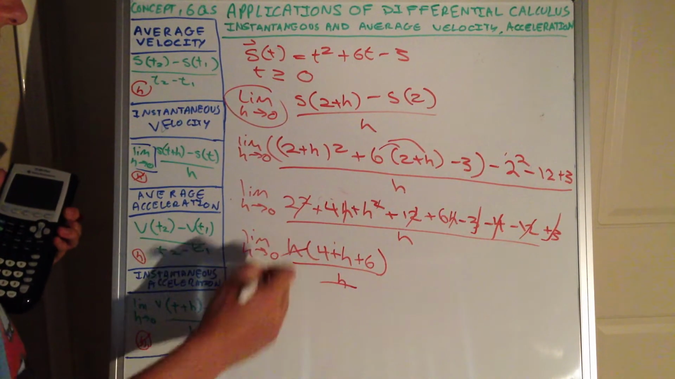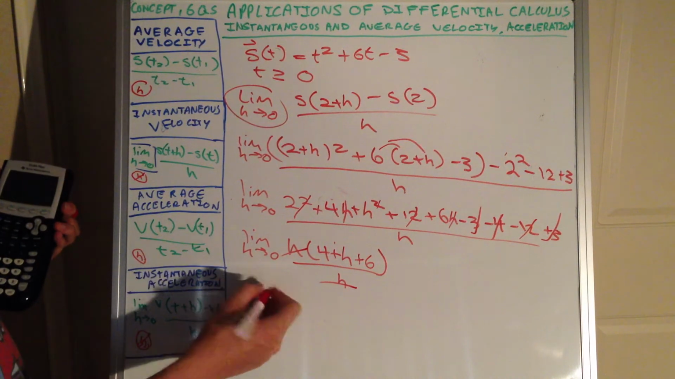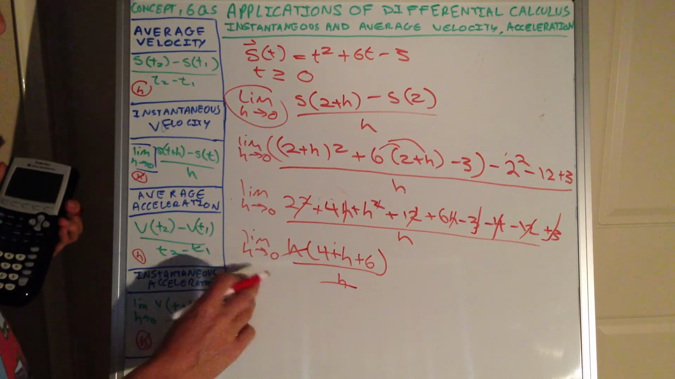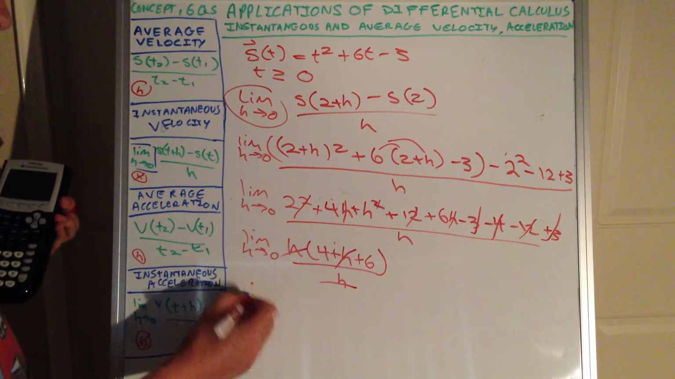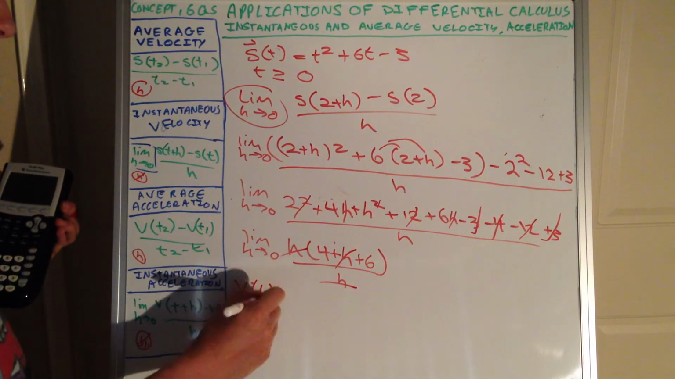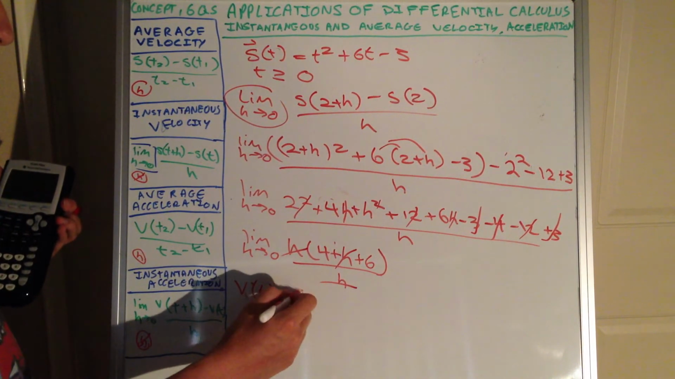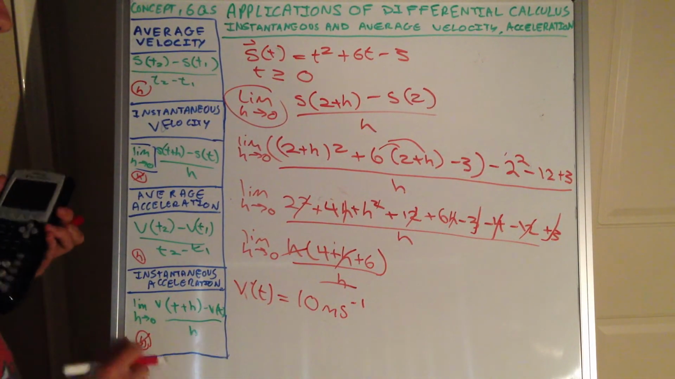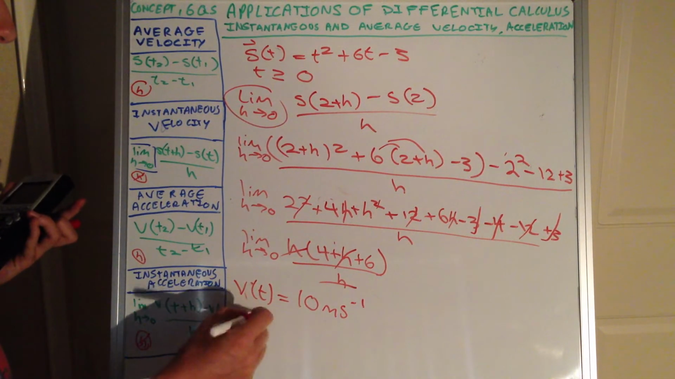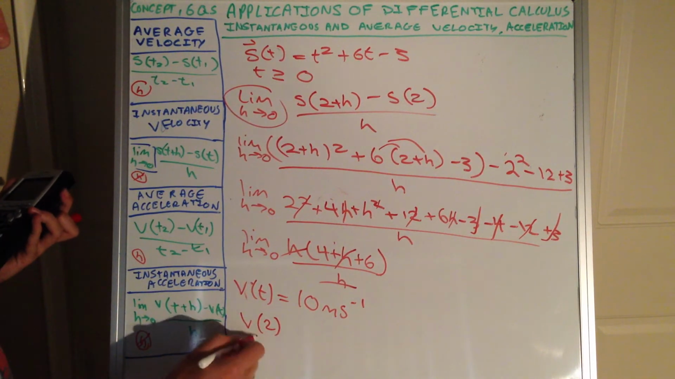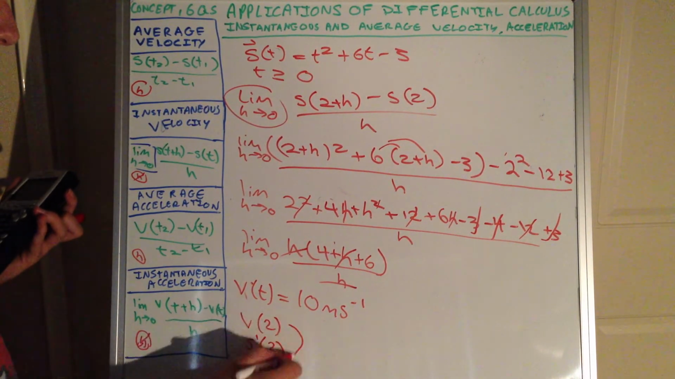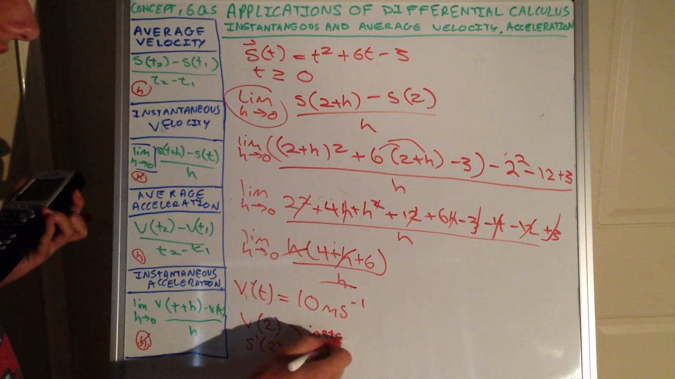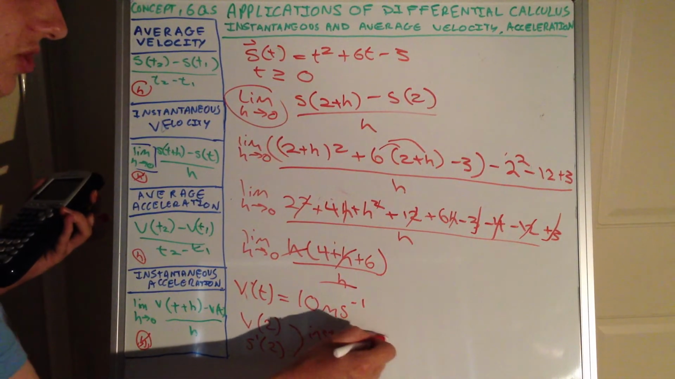and that's all over h, so we cross them out, and from that, it's the limit as h approaches 0, so we can get rid of h, and we get our velocity function as being 10 meters per second. And that 10 meters per second is the v of 2, or the s prime of 2, because we're surveying instantaneous velocity at a point, at time equals 2.